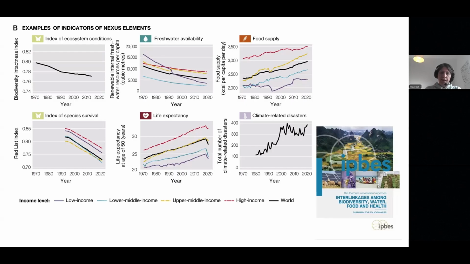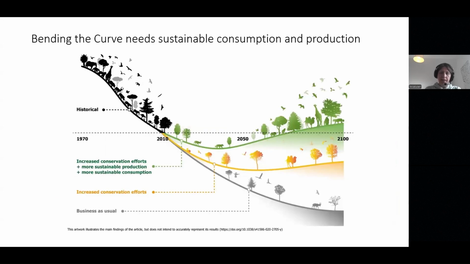There are different options that we can pursue, but what people nowadays agree on is that simple biodiversity conservation is not enough to bend this curve. Of course, if we continue with this business as usual scenario, biodiversity will continue to go down. So yes, we need increased conservation efforts, but maybe even more important, we need more sustainable production and sustainable consumption. This would be a real game changer when we talk about biodiversity conservation. And of course, agriculture is one dimension of that in terms of production and consumption.